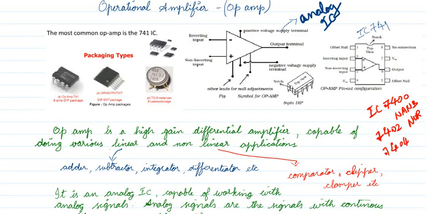7404 is a NOT gate. 7408 is an AND gate. 7432 is your OR gate. These are the ICs that come under digital ICs.